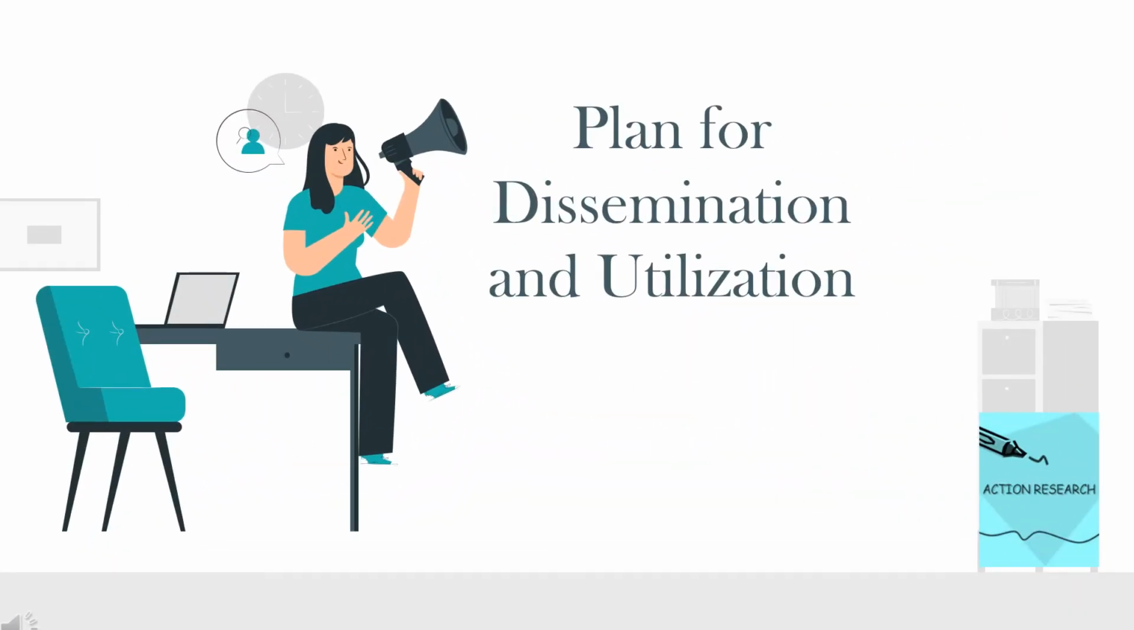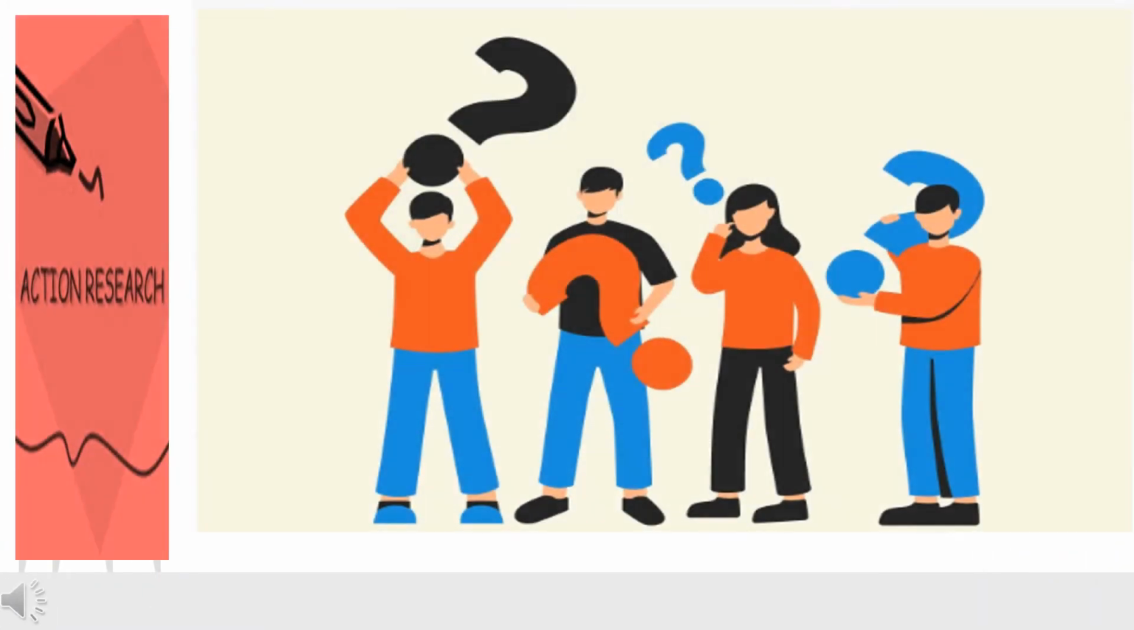Another important component of research process is the plan for dissemination and utilization. And it should be remembered that research is of no use unless it gets to the people who need to use it. Now, we may ask, why is there a need to disseminate and utilize research findings?